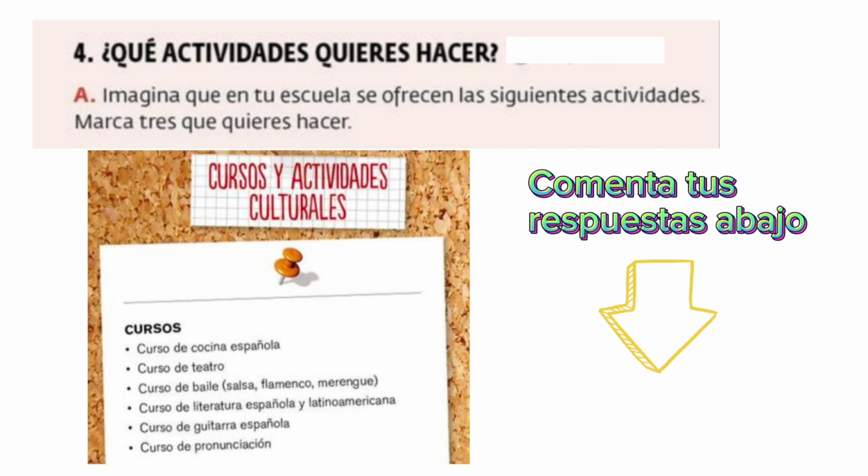So basically, these are the activities that the school is offering you, or these are the courses that the school is offering you. Suppose that. Now, you need to choose 3 courses that you would like to do out of these, and you can comment those 3 courses along with their translation in the comment section, okay?